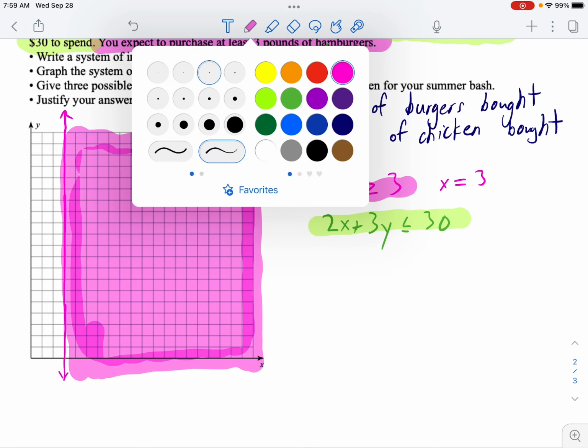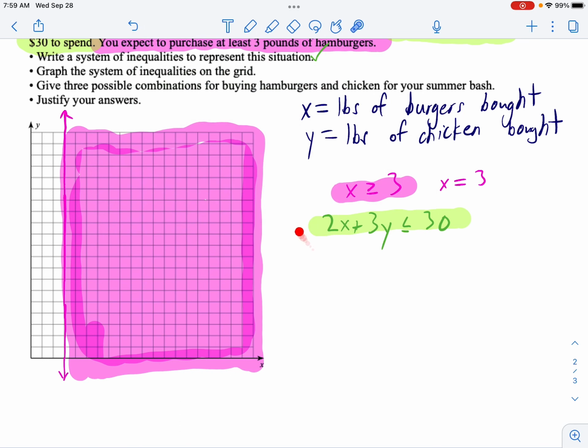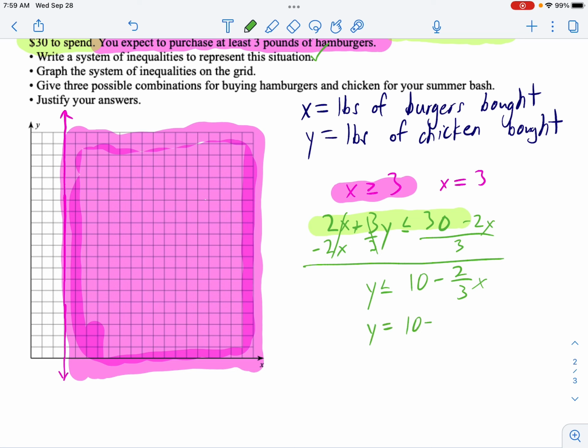All right, and then my green inequality right here, to graph that, I want to put it in slope-intercept form first. So minus 2x, and then divide by 3. So I have y is less than or equal to 10 minus 2/3 x. And I don't flip my inequality symbol when I divide by positive 3 because it's positive, so I don't have to do anything, okay? So let's graph this. I'm going to graph it just as if it were the line y equals 10 minus 2/3 x, okay?